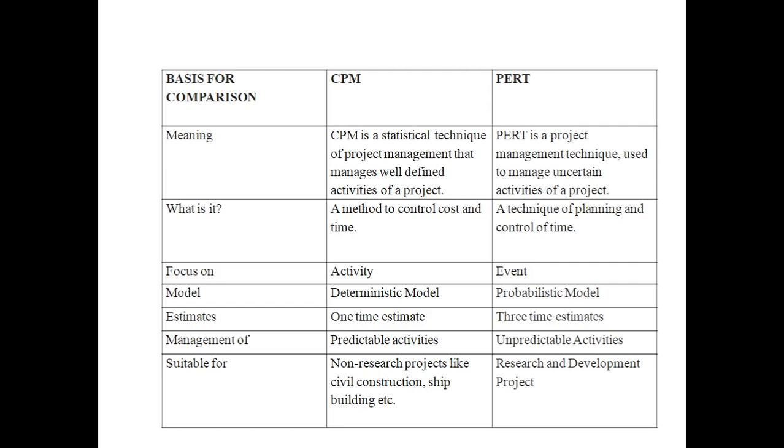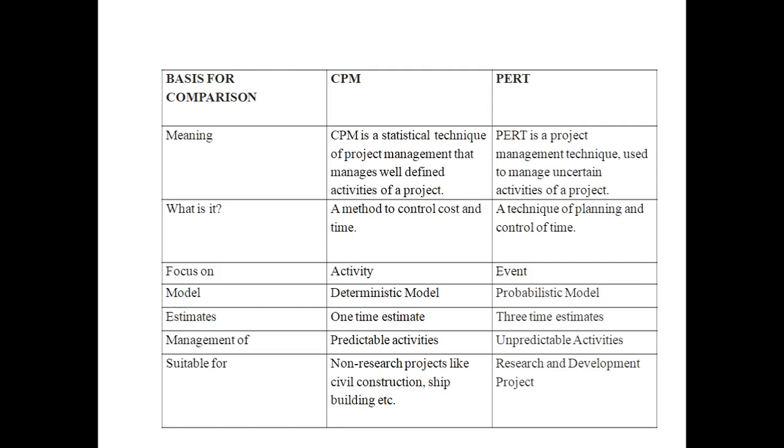So what is the difference between critical path method and project evaluation review technique method? Critical path method is a statistical technique, and project evaluation review technique is a management technique. Here project evaluation review technique has uncertain activities, but critical path method has defined activities. And what is it? CPM and Pert analysis. The critical path method controls cost and time. The Pert analysis is a technique of planning and control of time.